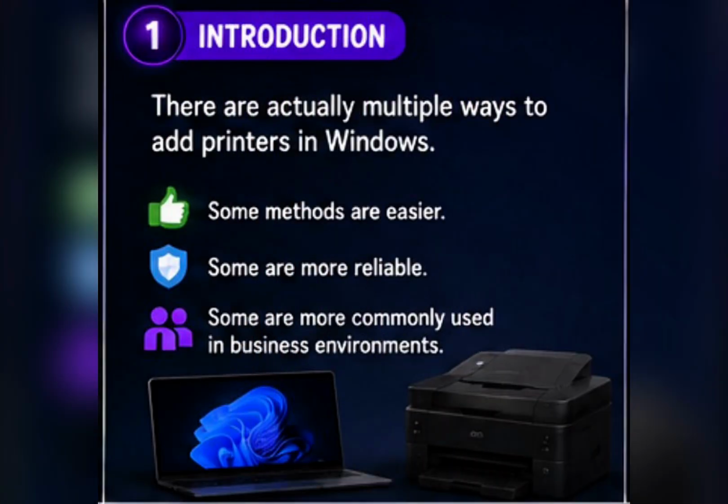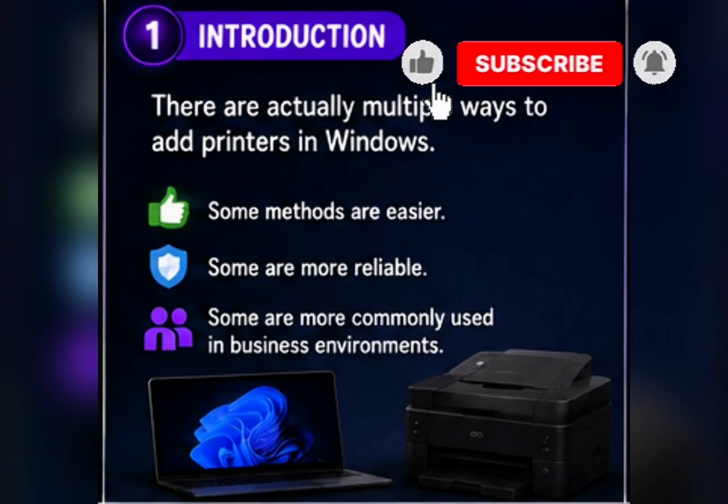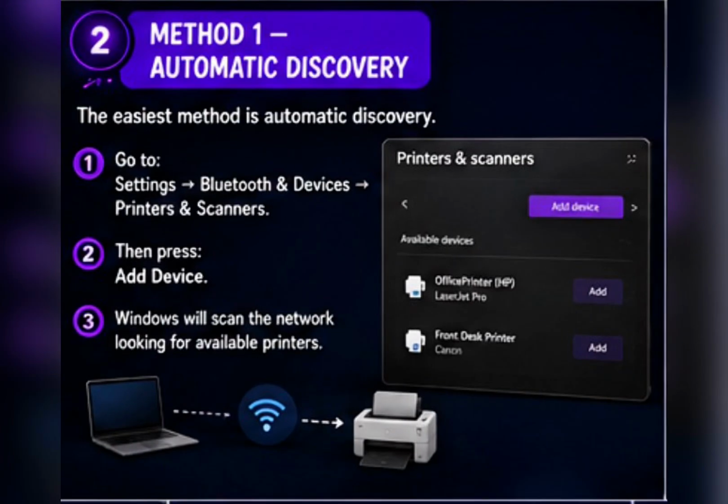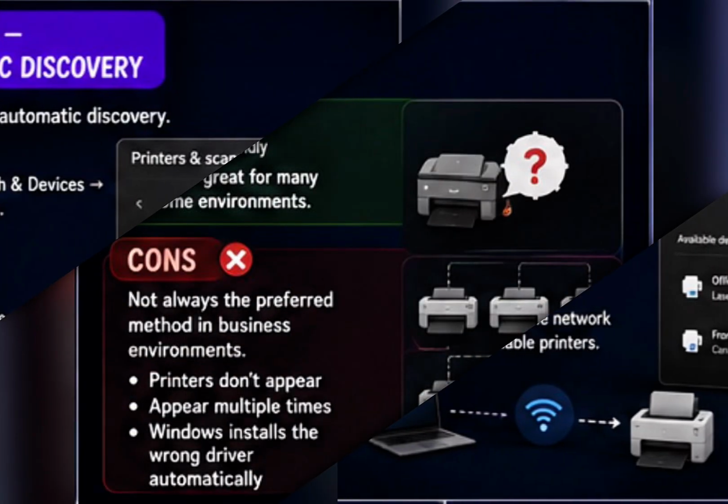There are multiple ways to add printers in Windows. Some methods are easier, some are more reliable, and some are more commonly used in business environments. Method 1, automatic discovery. The easiest method is automatic discovery. Go to Settings, Bluetooth and Devices, Printers and Scanners. Then press Add Device. Windows will scan the network looking for available printers.